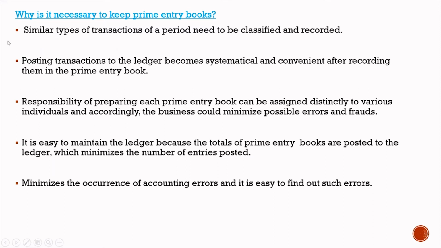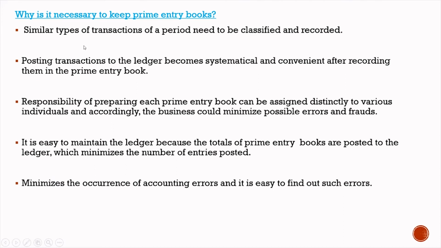The first point is that similar types of transactions of a period need to be classified and recorded. So if it is a set of cash receipts, we have to know the exact amount. Cash payments, we have to know the exact amount. If it is purchases or sales on credit, all these things should be classified properly and recorded, and that is done by the prime entry books.